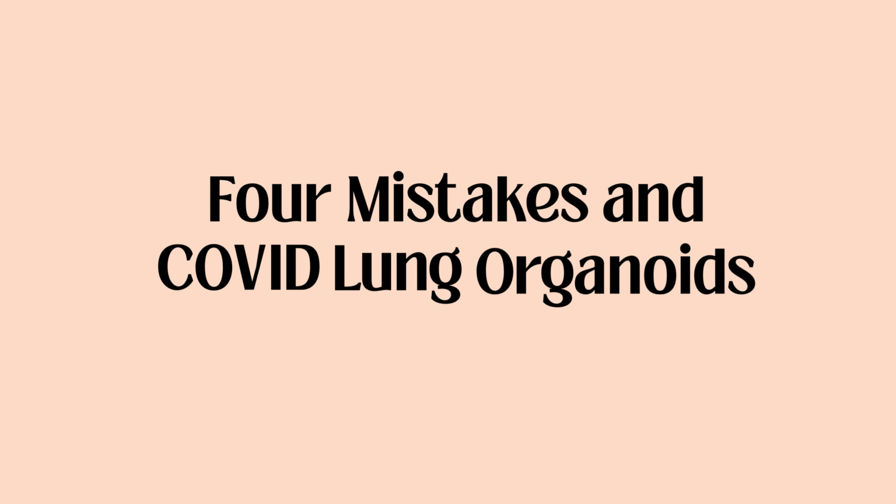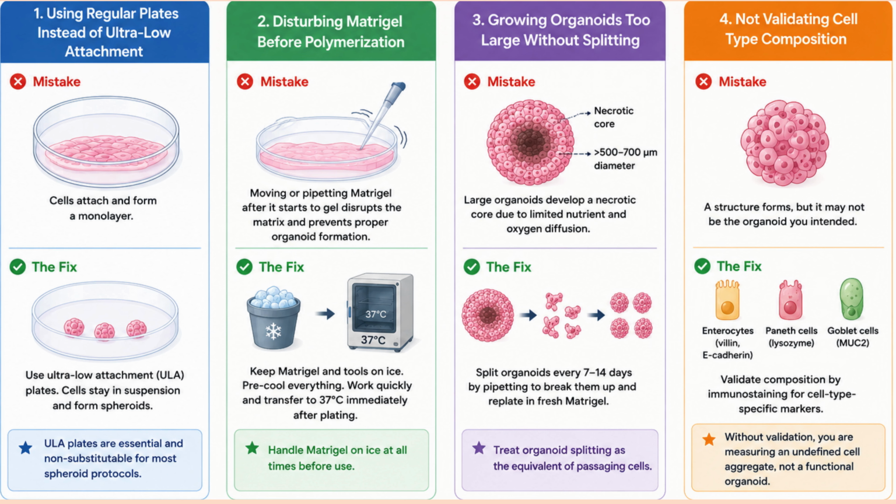4 mistakes in COVID lung organoids. Mistake 1. Using regular plates instead of ultra-low attachment. The fix. Ultra-low attachment, ULA, plates have a hydrophilic coating that prevents protein adsorption and cell attachment. Regular tissue culture plates have a hydrophilic surface that promotes attachment. Cells will simply form a monolayer instead of a spheroid. ULA plates are essential and non-substitutable for most spheroid protocols.